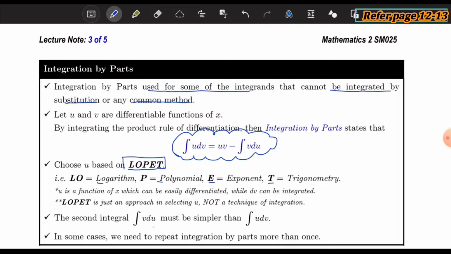The second integral, the integral of v du, must be simpler than the integral of u dv. If the integral of v du is more complicated, it means that you are choosing the wrong or not suitable u. And in some cases, we need to repeat integration by parts more than once. So now you need to remember this formula: integral of u dv equals uv minus integral of v du. This is the formula for integration by parts.